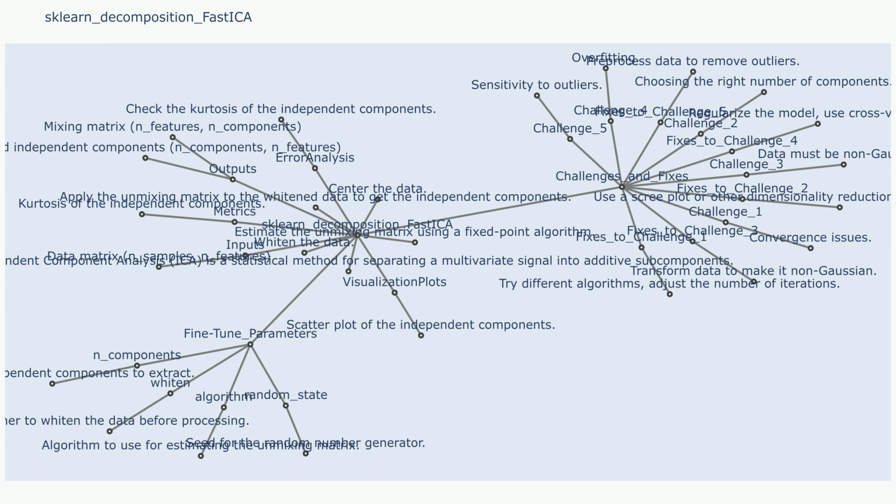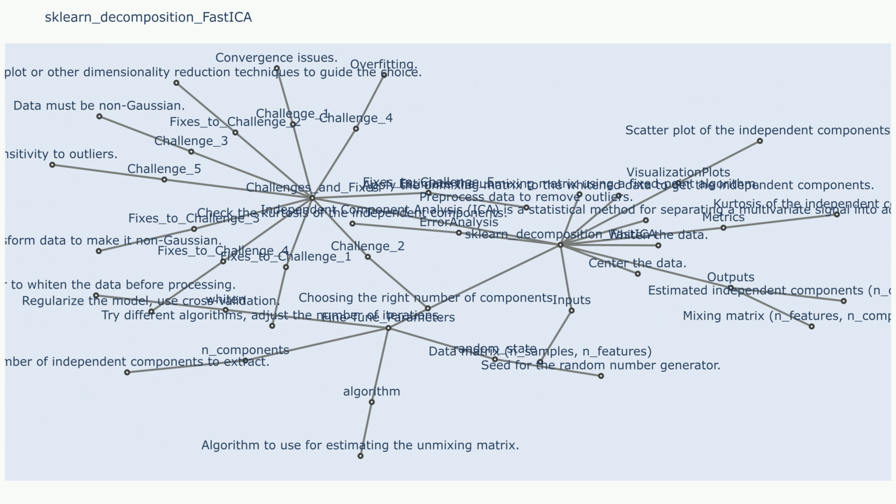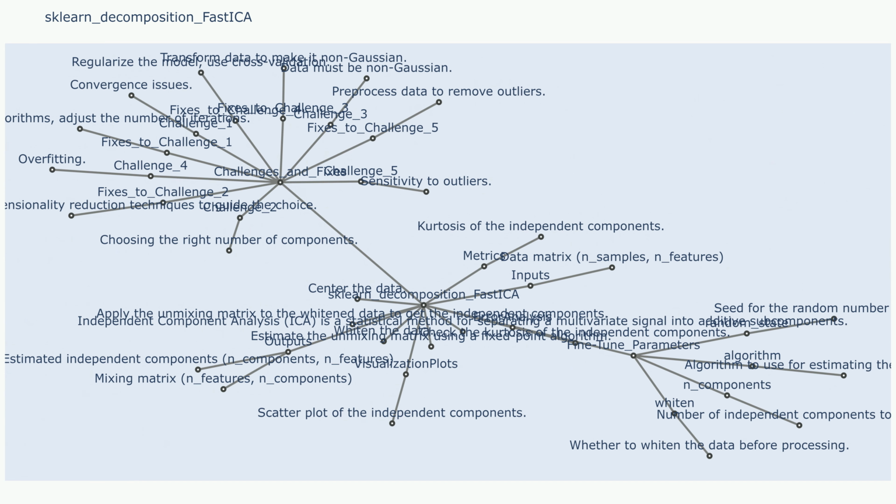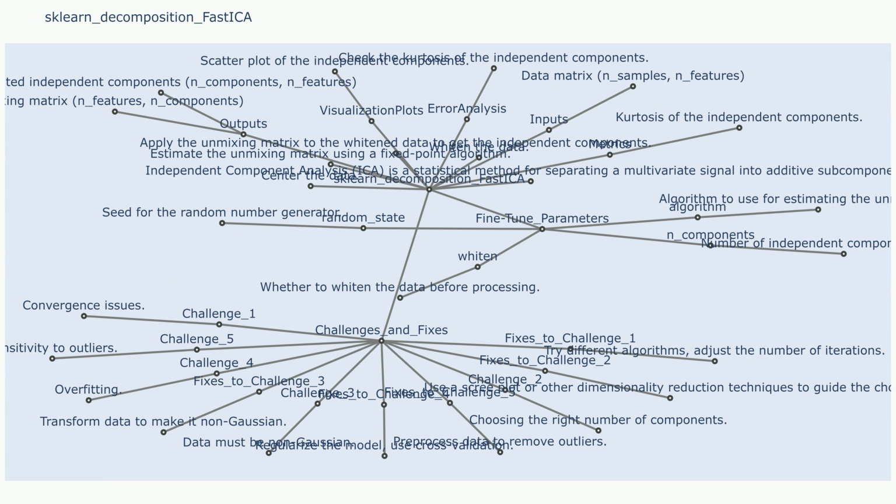Challenges and fixes. Challenge 1: overfitting. If the number of independent components is too large, the algorithm may overfit to the data and extract components that are not truly independent. Sample use case that resulted in challenge 1: applying FastICA to a dataset with a high number of features and selecting a large number of components. Fixes to challenge 1: use cross-validation to select an appropriate number of components. Regularization techniques can also be applied to prevent overfitting.